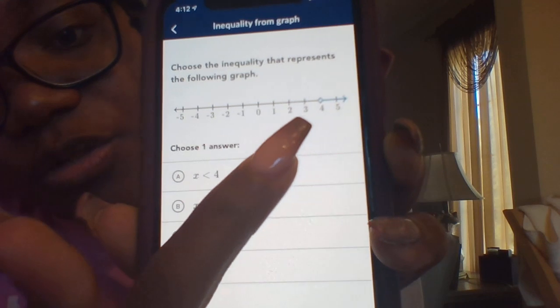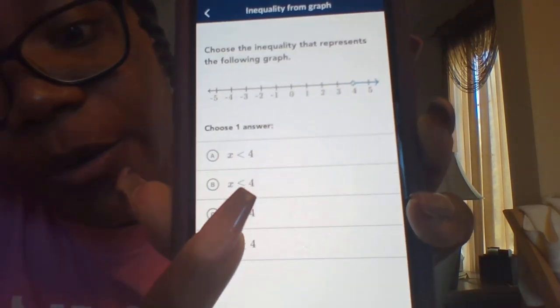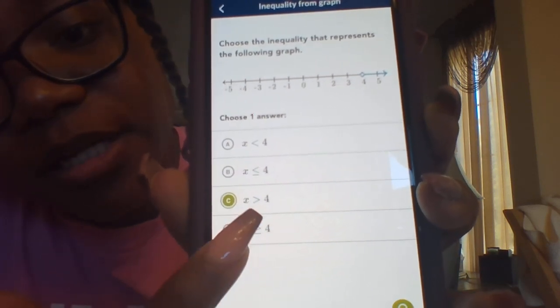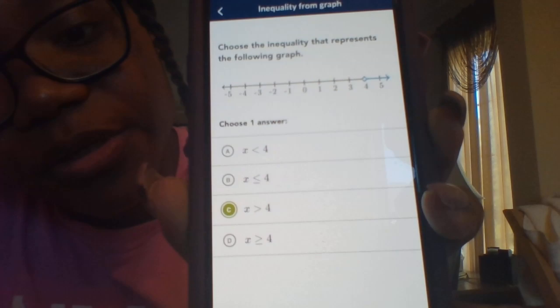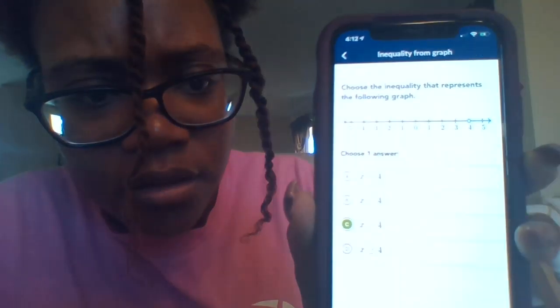So again, since we're going to the right, toward the positives, toward numbers that are greater than 4, we want to select the inequality that goes in the same direction. So it's going to be x is greater than 4 should be our answer for that one. Oh, I thought it was upside down.